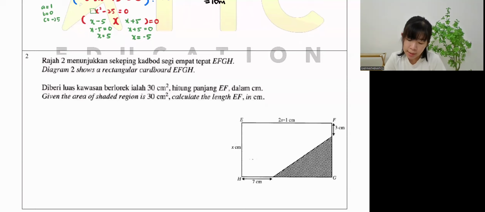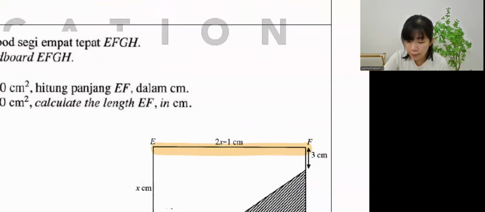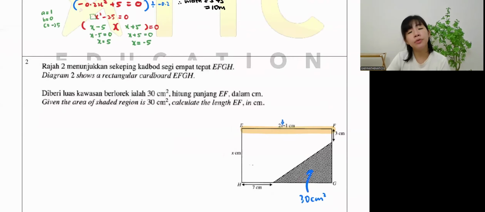Okay, number 2. It is a rectangular cardboard EFGH. Given the area of shaded region is 30 cm square. Find the length of EF. Okay, at the end we need to find EF. If you want to find EF, you need to find out what is X. Okay, we need to form equation.